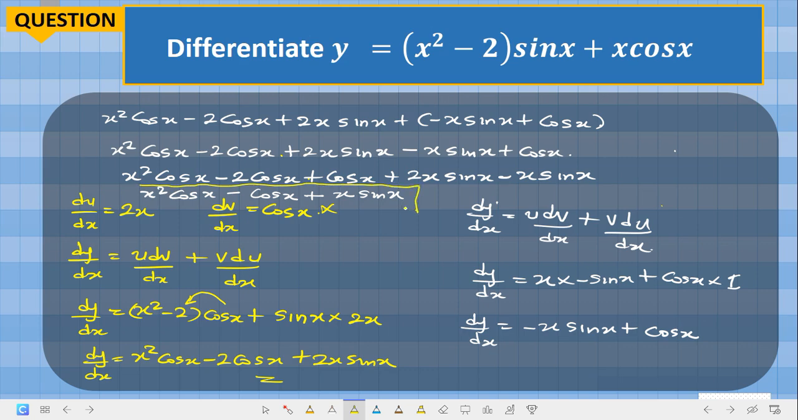This is the final answer to the question. Please take note: the final answer, and this is equal to our dy/ds.